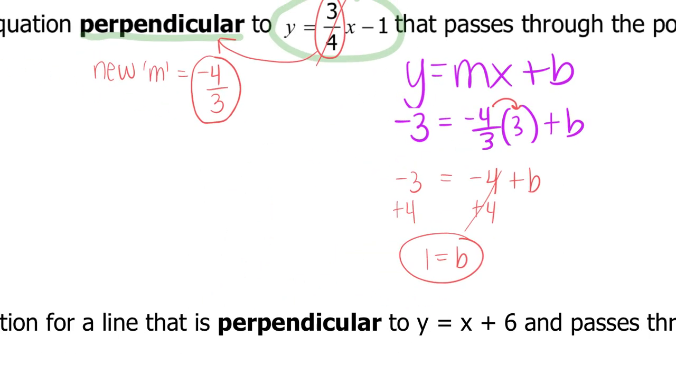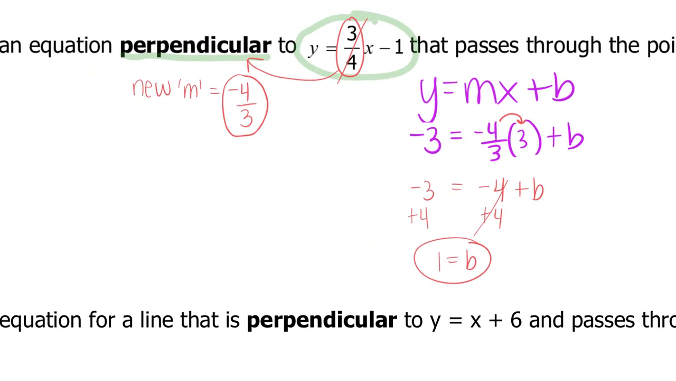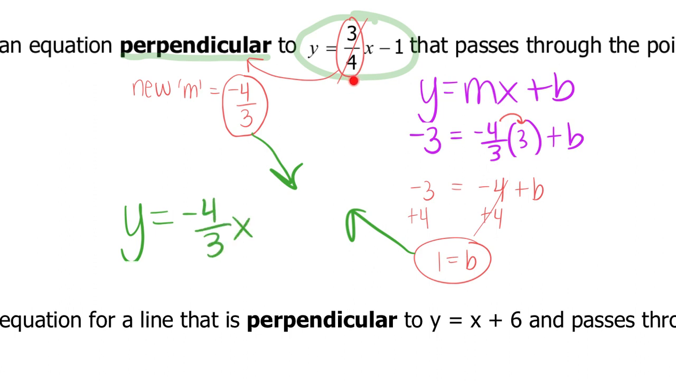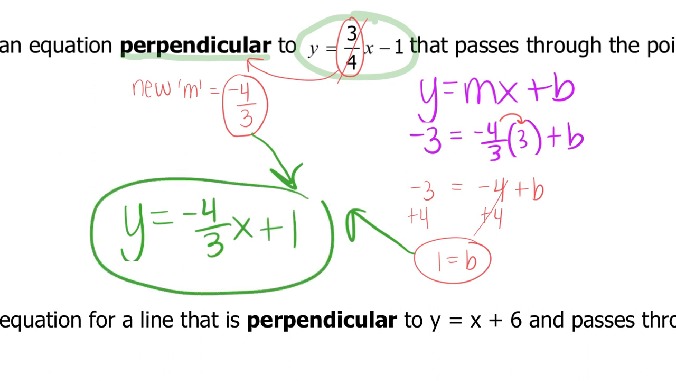And then remember that last step is to just take this piece and put them together into an equation. So it would be y equals -4/3 x. Make sure you don't accidentally use 3/4, right? We don't want to use 3/4. So it's -4/3 x and then plus 1, because that's your y-intercept.